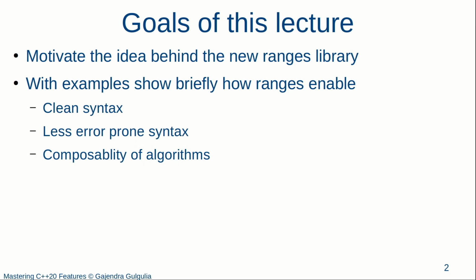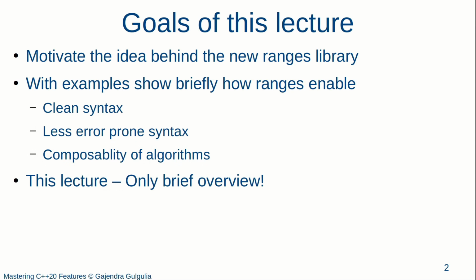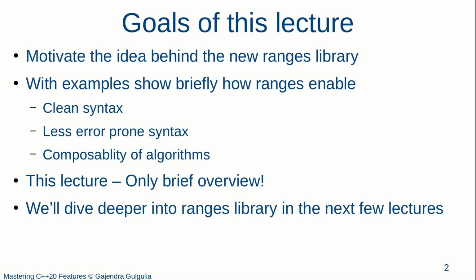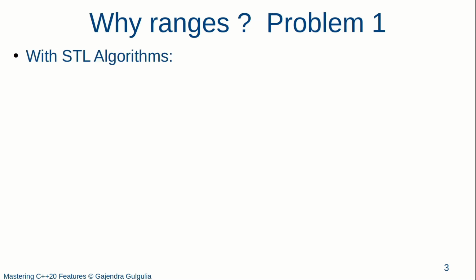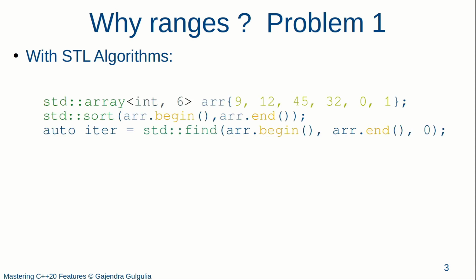As I mentioned earlier, this lecture is only a brief overview of the ranges library. I will dive deeper into C++20 ranges in the upcoming lectures. So here's the first example with classical STL algorithms. I have an array of 6 integers on which I want to run a sort, and then I want to find an element out of the input array.